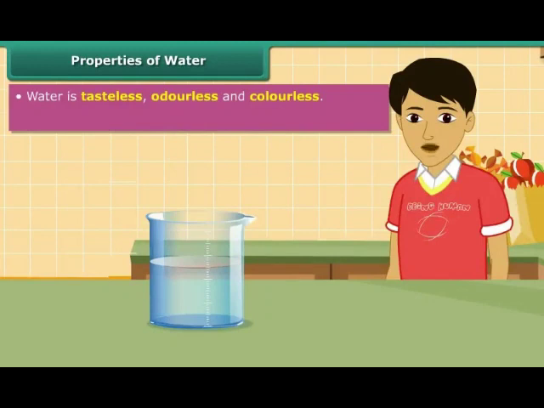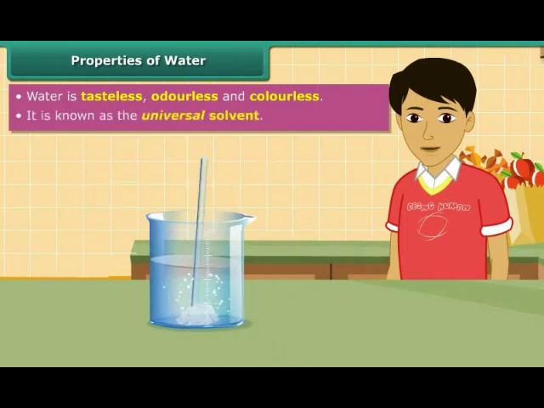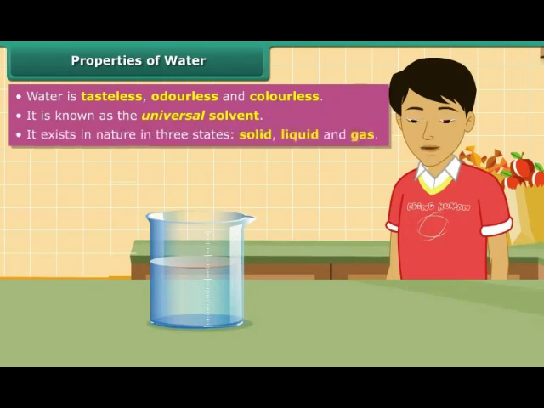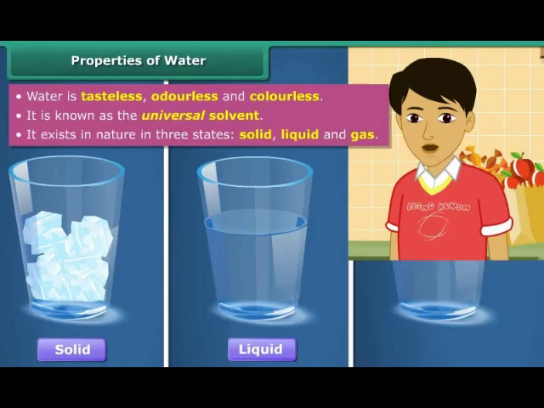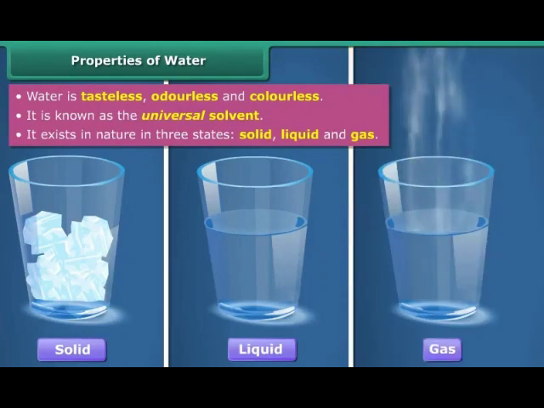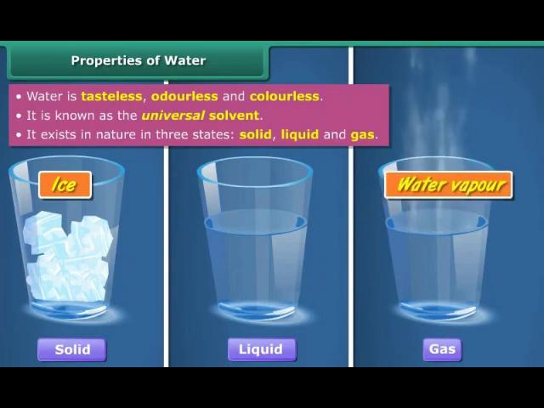Water is tasteless, odorless, and colorless. It dissolves many substances, so it is known as the universal solvent. It exists in nature in three states, that is, solid, liquid, and gas. In solid form, water is known as ice or snow. In gaseous form, water is known as water vapor or steam.